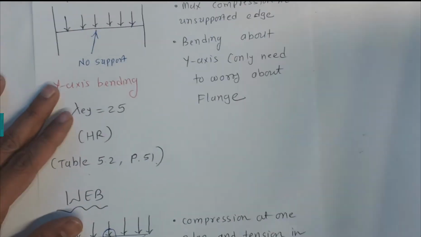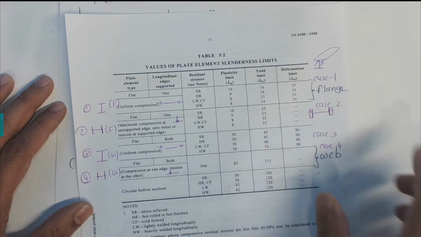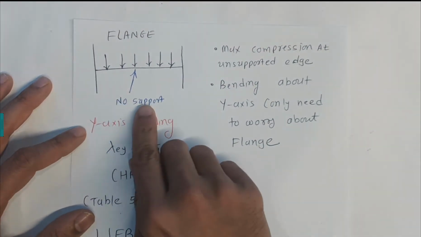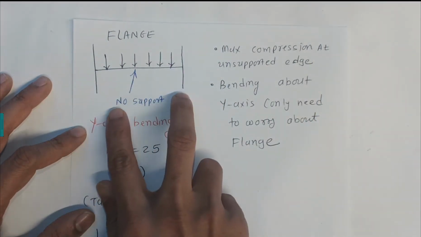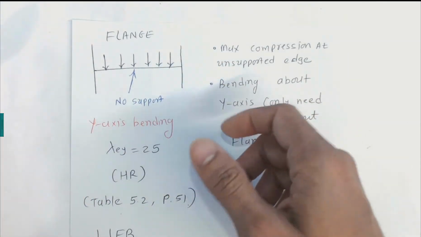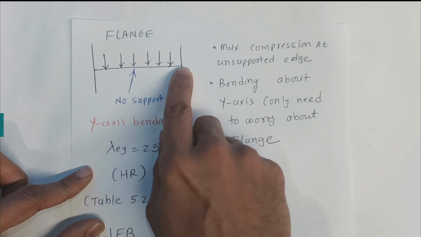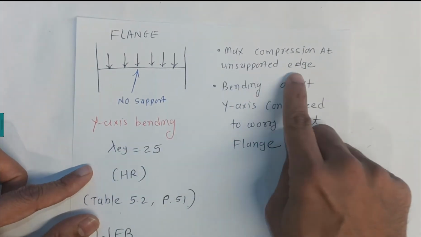Now move on to another case, the second row. When are we going to use the second row? When the beam is bent about the y-axis, in that case we only need to worry about the flange, and this flange has no support. As you can see, if I bend it about the y-axis, this flange has no support, unlike the previous case, and the maximum compression is at the unsupported edge.